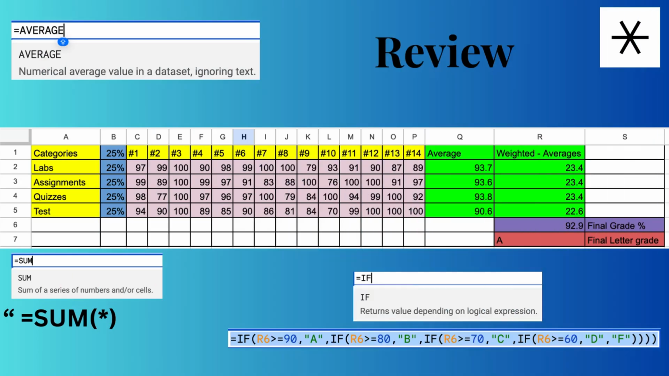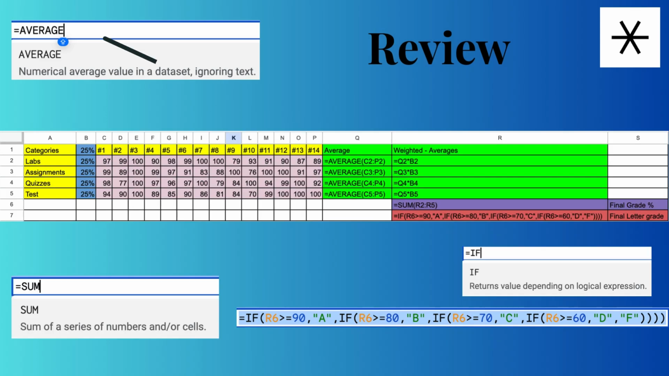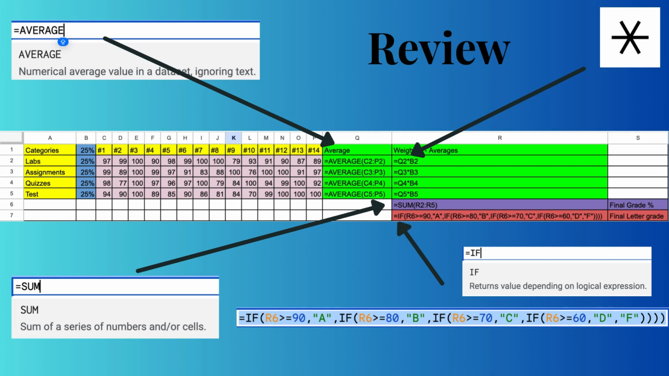In conclusion, here is where and when we used our functions: average, multiplication, sum, and if function. This displays each formula we used and how they were implemented into the table.